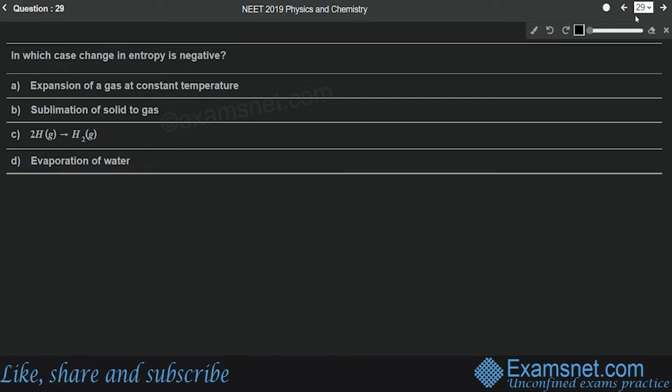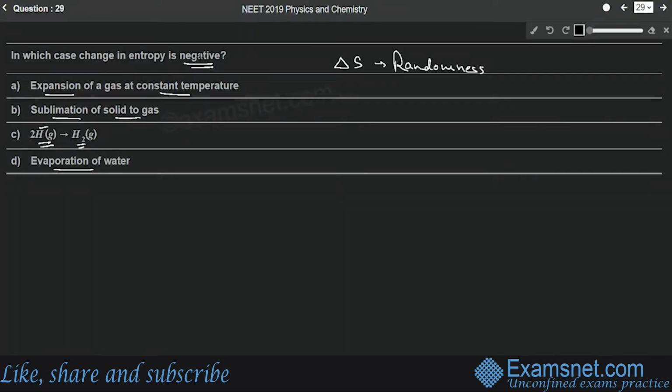Question number 29 is from the chapter thermodynamics, and the question is, in which case change in entropy is negative? Options are expansion of a gas at constant temperature, then sublimation of solid to gas, then conversion of gaseous hydrogen atoms to gaseous hydrogen molecule, and the last one is evaporation of water. Okay. So what does entropy change indicate? Entropy change, that is delta S, indicates the randomness of particles, right?